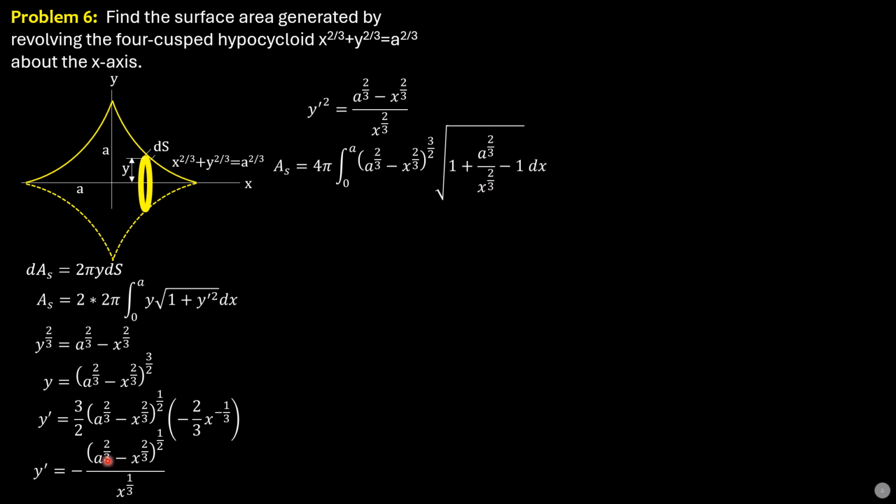y prime square can also be written as a to the 2/3 over x to the 2/3, then minus 1, because these are identical terms. So minus 1, then close dx. So the value of the radical inside reduces to a to the 1/3 over x to the 1/3. So area S equals 4 pi integral 0 to a of quantity a to the 2/3 minus x to the 2/3 raised to 3 halves times quantity a to the 1/3 over x to the 1/3 dx.